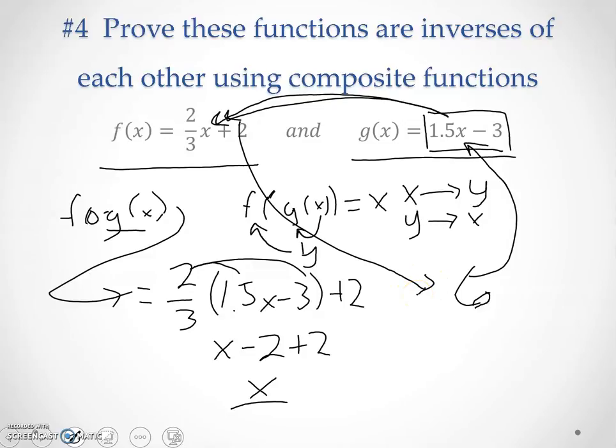And so let's just try this. 1.5 times 6 is 9. 9 minus 3 is 6. I probably should have picked a different number. And if I put 6 in over here, 2/3 of 6 is 4, and 4 plus 2 is 6.